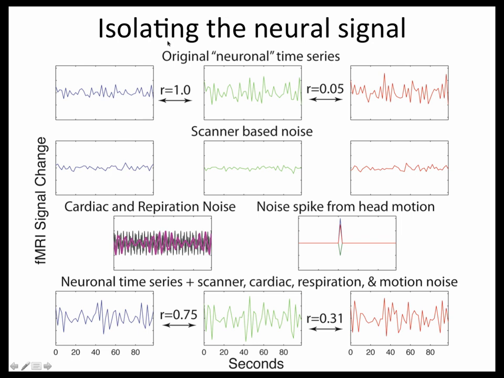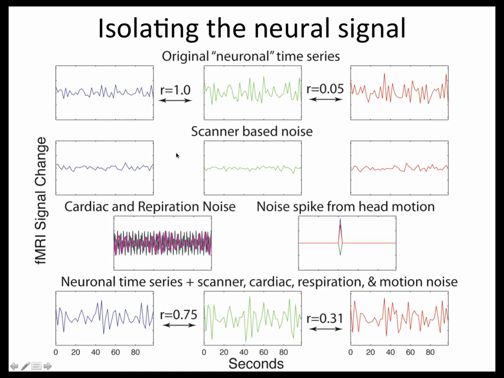So with isolating the neural signal, when we're thinking of how we do our analysis, let's say we have 3 original time series. I have these 2 time series that are perfectly correlated. They're identical. They go up and down at the exact same rate. And I have these 2 time series that are really different. They're r equals 0.05, almost not correlated at all. So these are sort of our simulated true data.